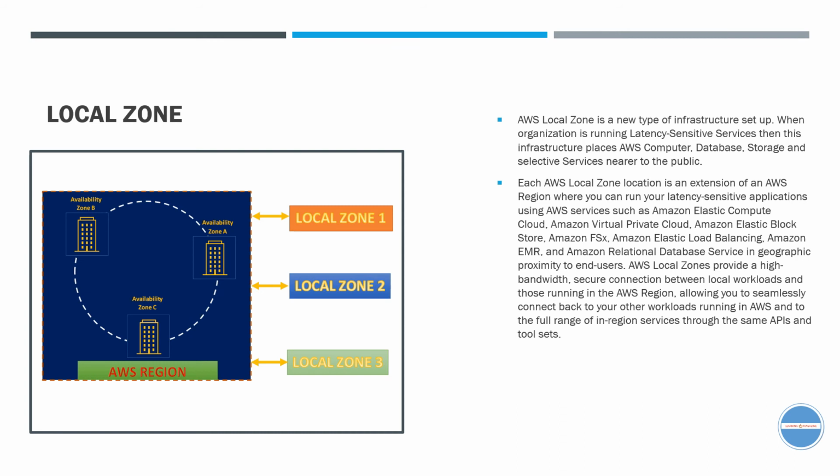applications using AWS services such as Amazon Elastic Compute Cloud, Amazon Virtual Private Cloud, Amazon Elastic Block Store, Amazon FSx, Amazon Elastic Load Balancing, Amazon EMR, and Amazon Relational Database Service in geographic proximity to end users. AWS Local Zones provide a high bandwidth, secure connection between local workloads and those running in the AWS region, allowing you to seamlessly connect back to your other workloads running in AWS and to the full range of in-region services through the same APIs and toolsets.